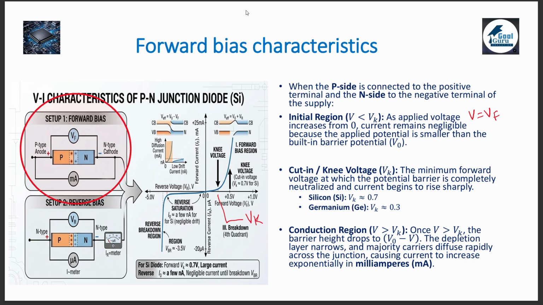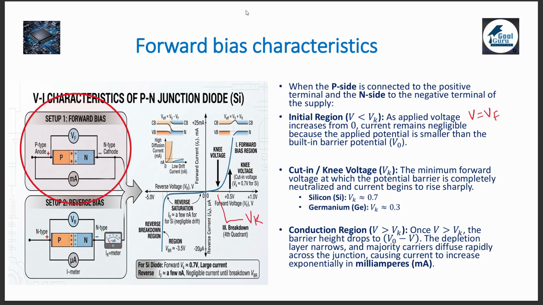Forward bias characteristics. We already know that the P side is connected to positive and N side is connected to the negative terminal of the supply. V is equal to Vf for forward bias. Now, when the applied voltage is less than the cut-in voltage Vk, the current remains negligible because the applied potential is very small as compared to the built-in barrier potential, that is V naught.